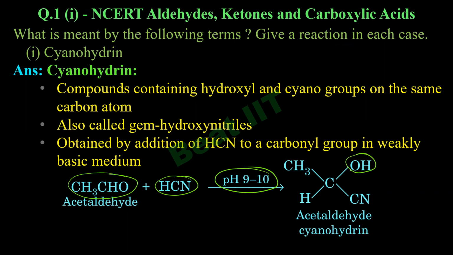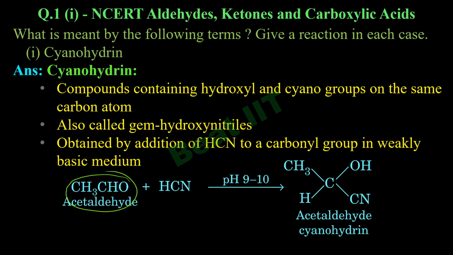then you get OH and CN attached, and you will get acetaldehyde cyanohydrin. The names of these cyanohydrins are on the basis of from which compound they have been produced. So for example, here this cyanohydrin has been produced from acetaldehyde. We will say it is acetaldehyde cyanohydrin. That is the naming convention here.